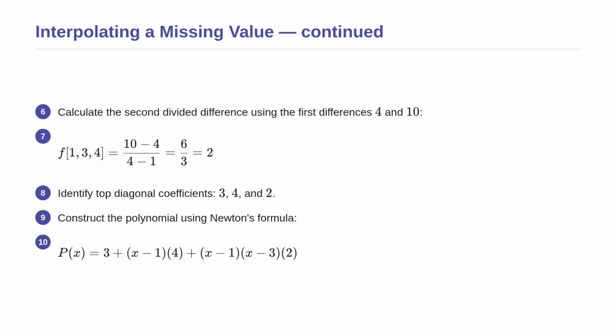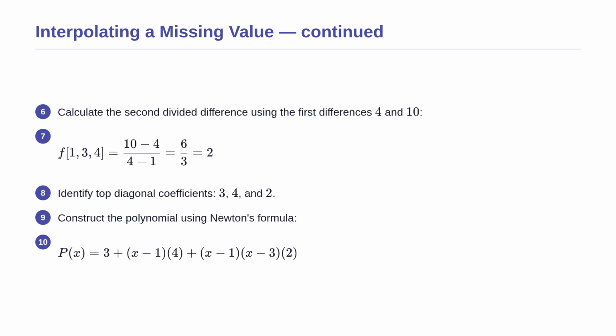Continuing with our table, we now use our first divided differences, 4 and 10, to find the second divided difference. We subtract 4 from 10 in the numerator. For the denominator, we must use the total gap between the outermost x values of this group, which are 4 and 1. This gives us a second divided difference of 2.